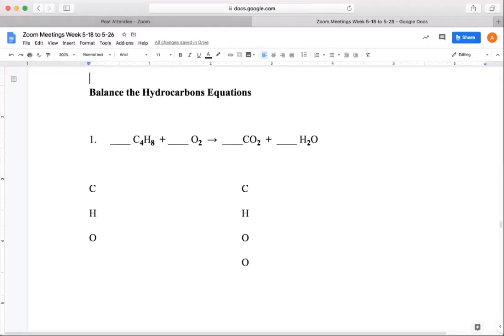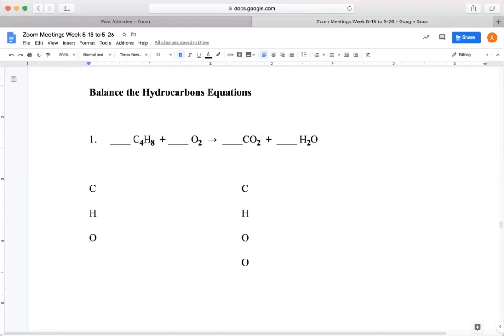Hello, everyone, and today we will go over the topic of balancing hydrocarbon equations. Hydrocarbons are simply molecules or compounds that contain carbon and hydrogen atoms. So we will start by balancing this equation here. This equation is the combustion of butane.